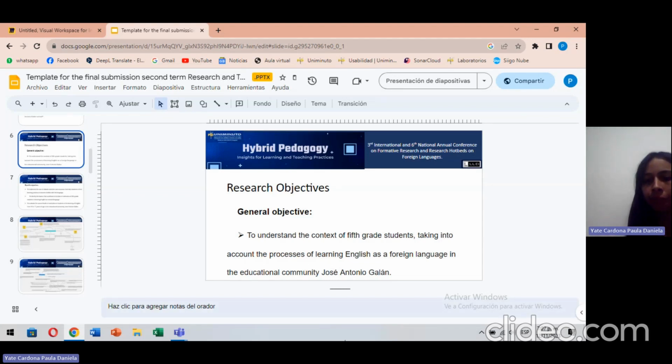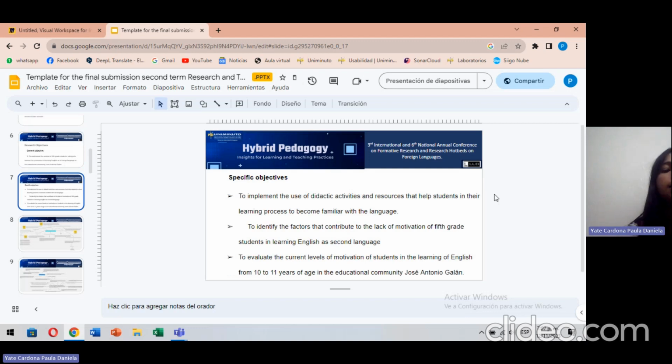Okay, hi. So, the general objective is focused on recognizing the importance of understanding not only the educational content, but also the environment that influences learning a new language, which also involves understanding the differences that each individual has in their learning of English. On the other hand, the first specific objective involves the introduction of interactive methods and educational material to improve the understanding and mastery of English as a foreign language.